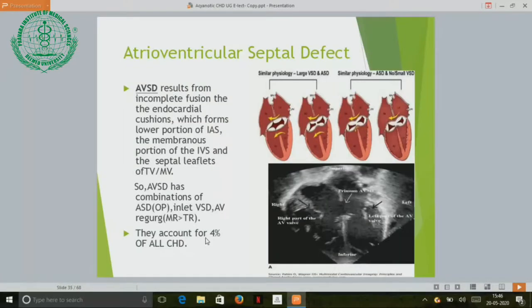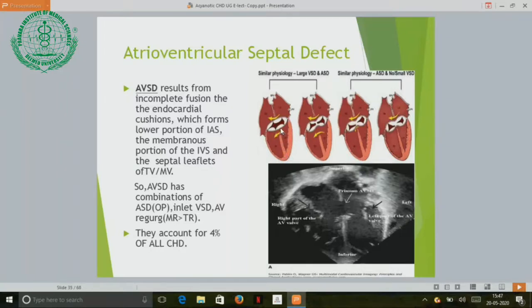Then other shunt lesions we will see in brief. So what is AVSD? AVSD is atrioventricular septal defect. The other name for AVSD is endocardial cushion defect. So if you see in this image, this is the portion in between the interatrial septum and interventricular septum.